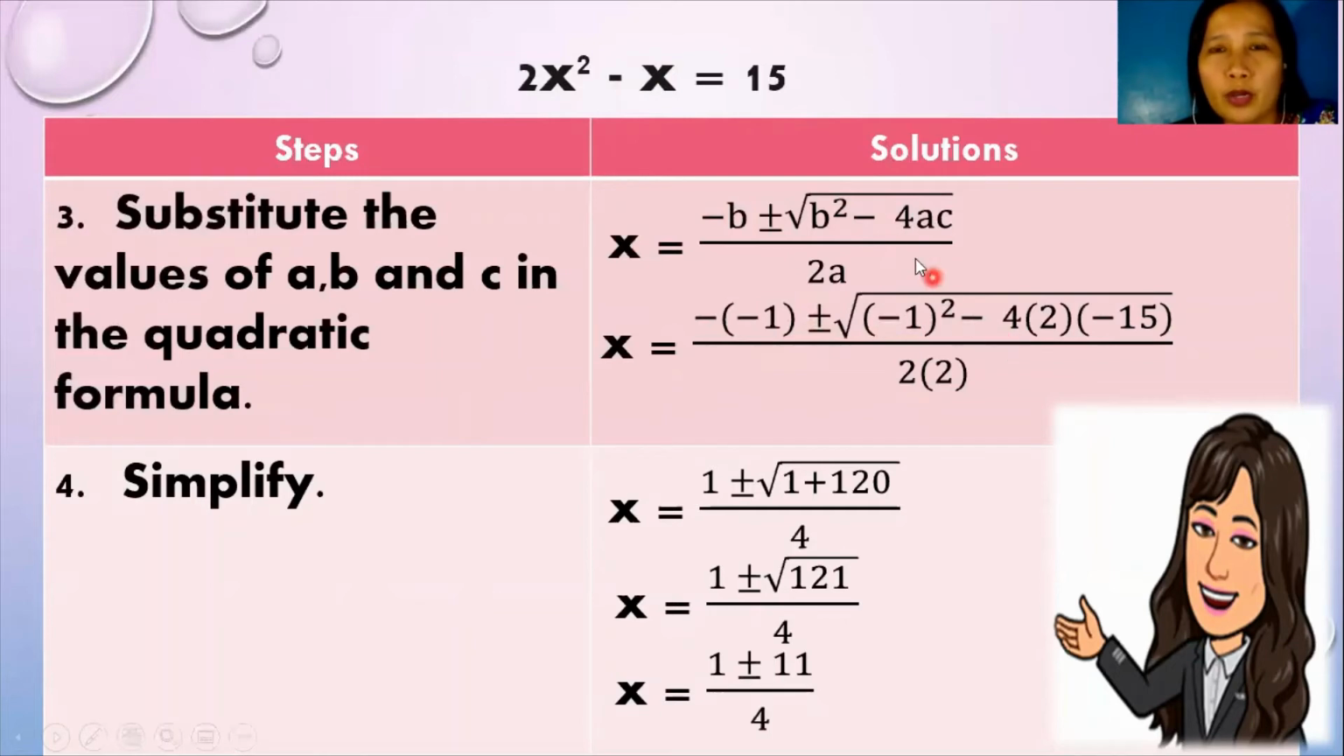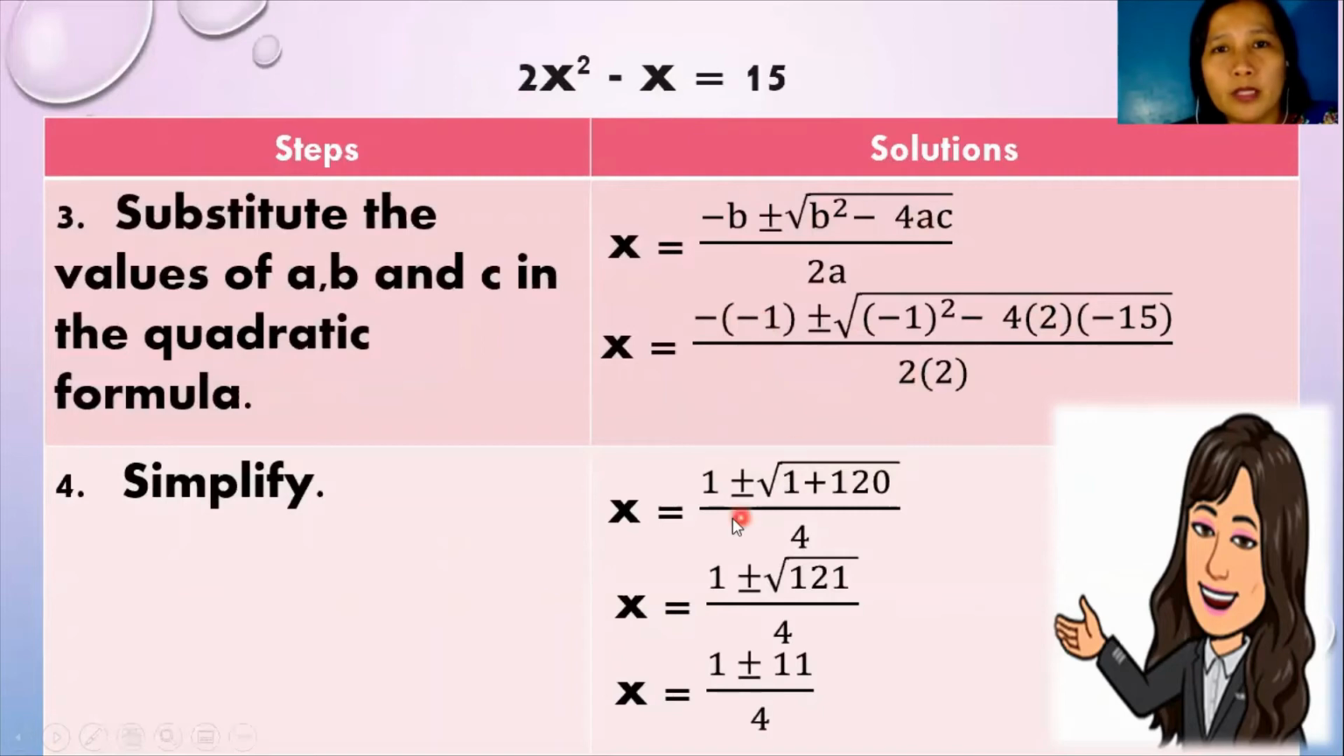Because this is b. Minus 4. The 4 is a constant, it does not change. So a is 2. That is the first term. And c is negative 15. All over 2a, which is 2 times 2. This is a, so 2 times 2. So we're going to simplify now.